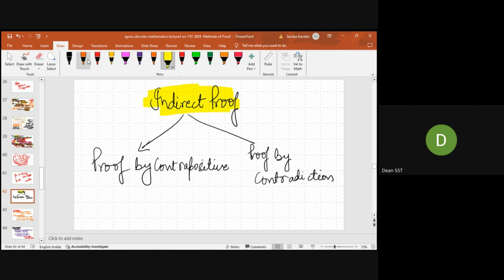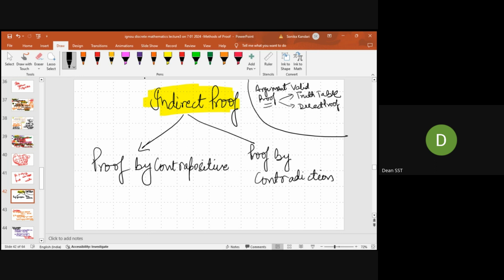Can anyone tell me how we have gone through today? From where we started and what we have done? We had started with the argument, and whether an argument is valid or not. Then we started the proof. For proof, we have used truth table. Then we used the method of direct proof. Now we have come to indirect proof. And under indirect proof, we have proof by contrapositive and proof by contradiction. Fine. Layout is clear? Yes, class?